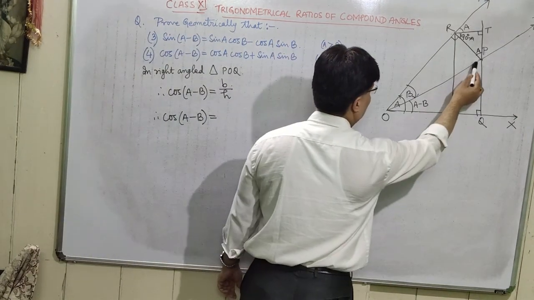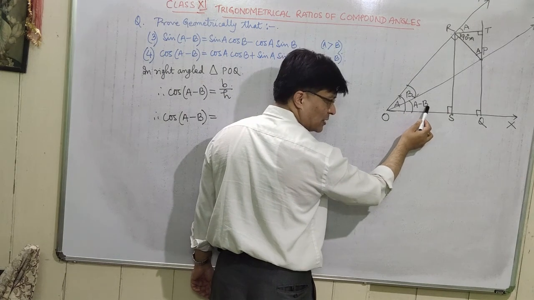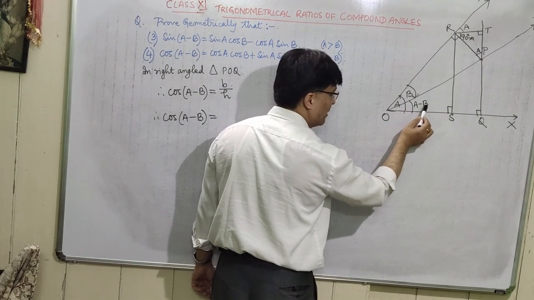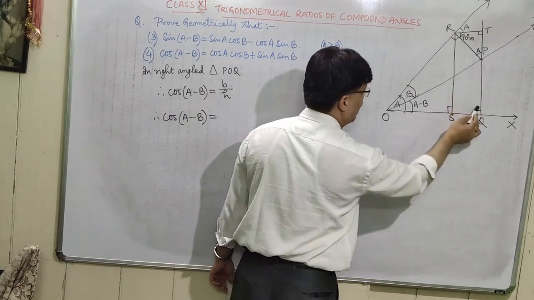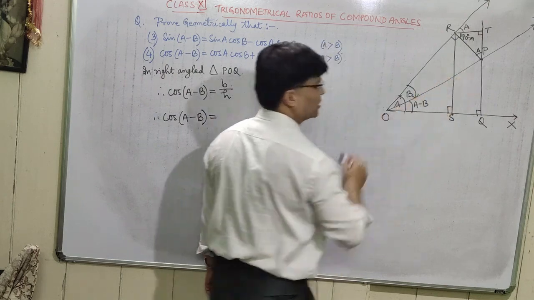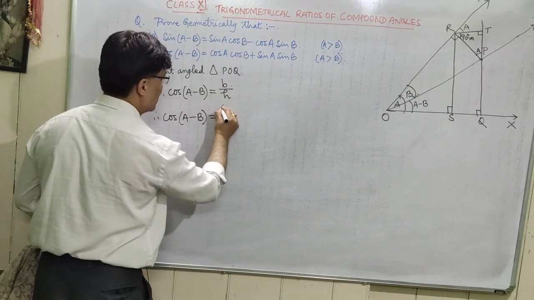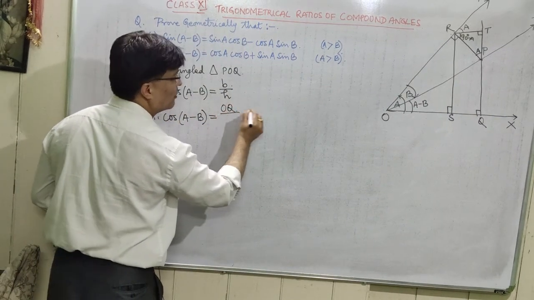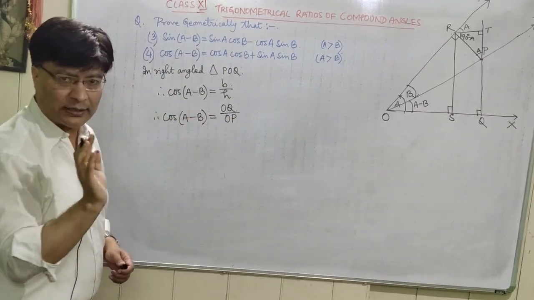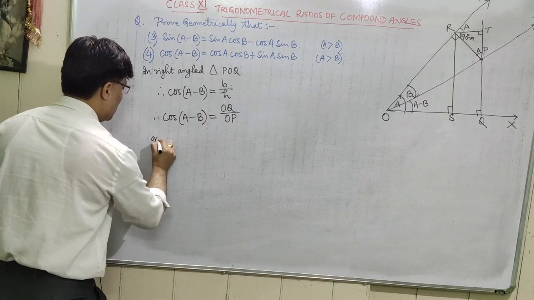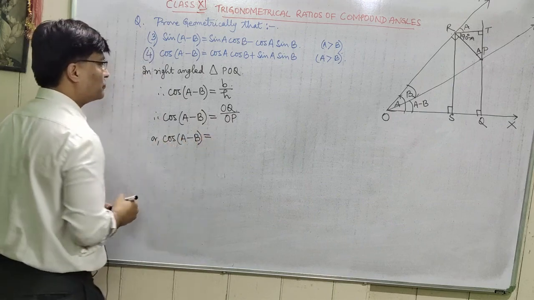Since this right angle triangle POQ is considered, and this angle A minus B is considered, the side opposite to the angle A minus B will be the perpendicular. This PQ is perpendicular, OQ is the base, and OP is the hypotenuse. So what is the base in this case? OQ. So let us write here OQ divided by, which is the hypotenuse? OP is the hypotenuse. Is that clear from the figure? Now this is cos of A minus B is equal to.